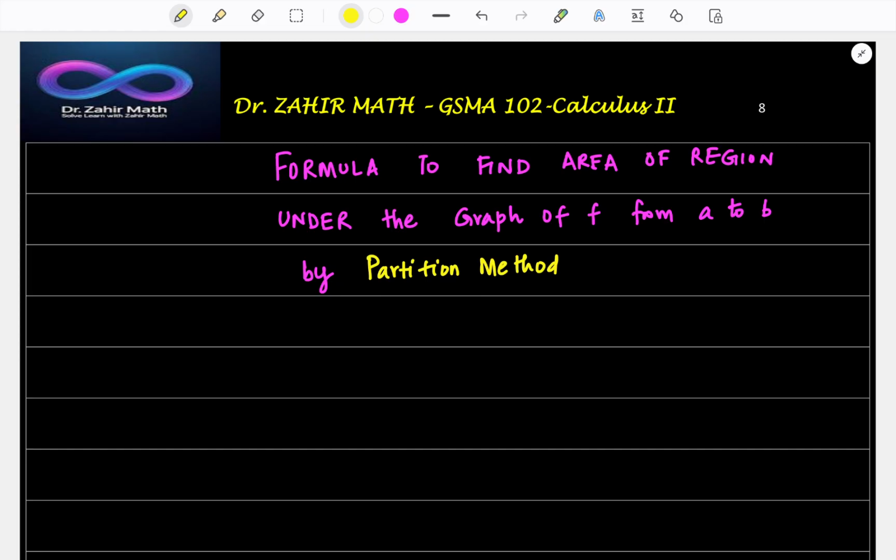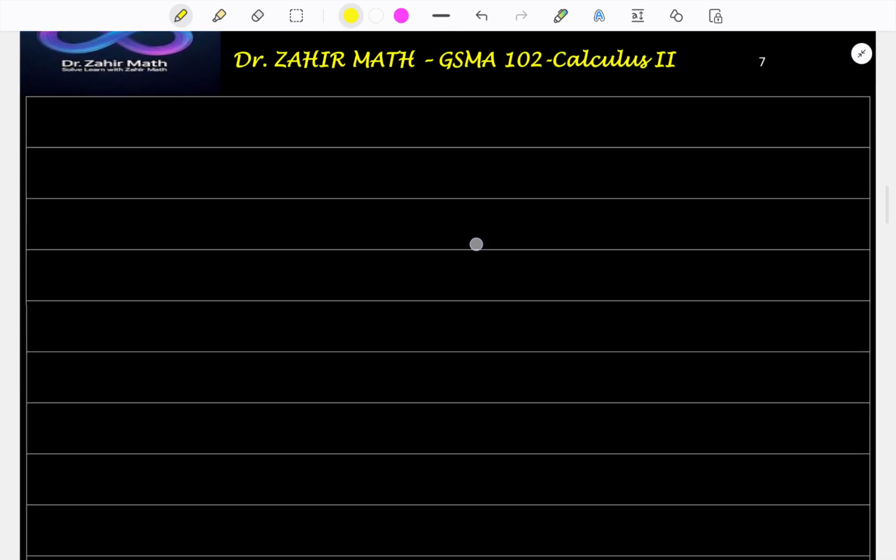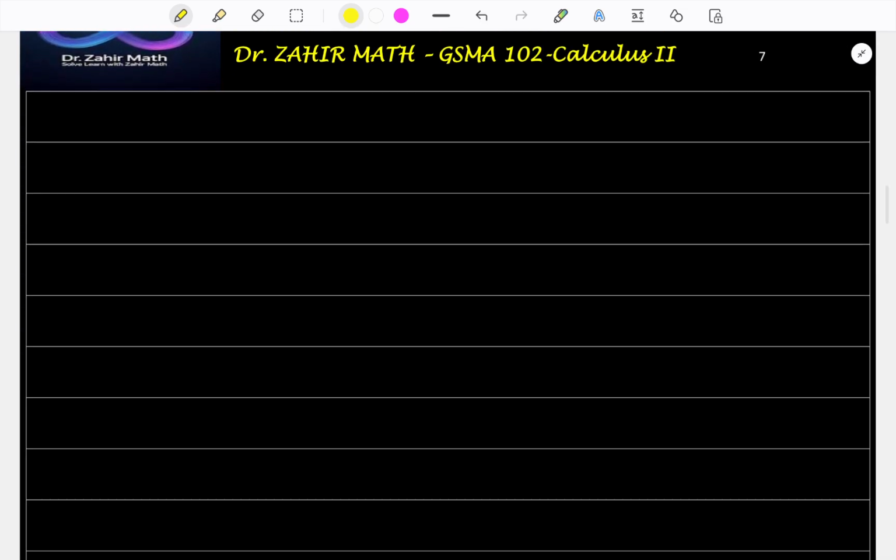In total there are going to be 5 steps, and I'm going to explain those 5 steps. What is that? Step number 1: area of the region under the graph. So this is the formula, area under summation. Also you can call this the partition method, because it's going to make small rectangles. That's why we call it the partition method. We are going to divide it into small pieces of rectangles.